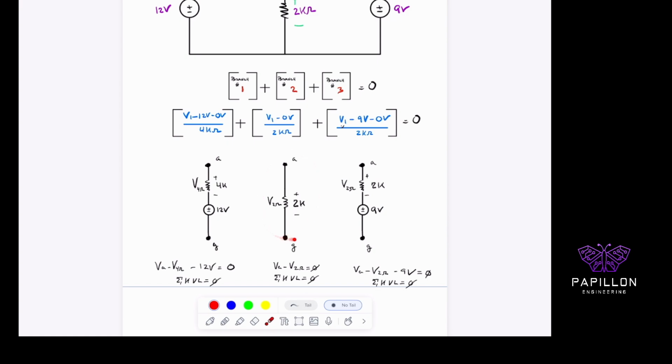This branch makes way more sense, so let's do this one slowly. Again, this one here, let's think about this. VA is our V1, which is my top node, and my ground node is over here.